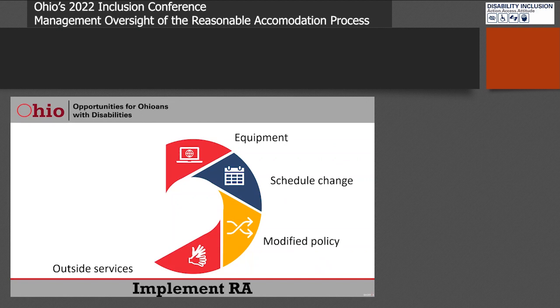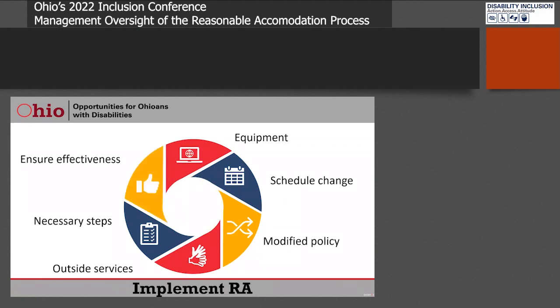Supervisors may also support implementing a reasonable accommodation simply by making sure the necessary steps are completed on time, or by communicating with the technicians who are installing the equipment, or by checking to make sure the accommodation is effective once it's implemented. It's important for a supervisor to know how they can support HR in the implementation process so they understand their role and so the accommodation is integrated smoothly into the workflow.